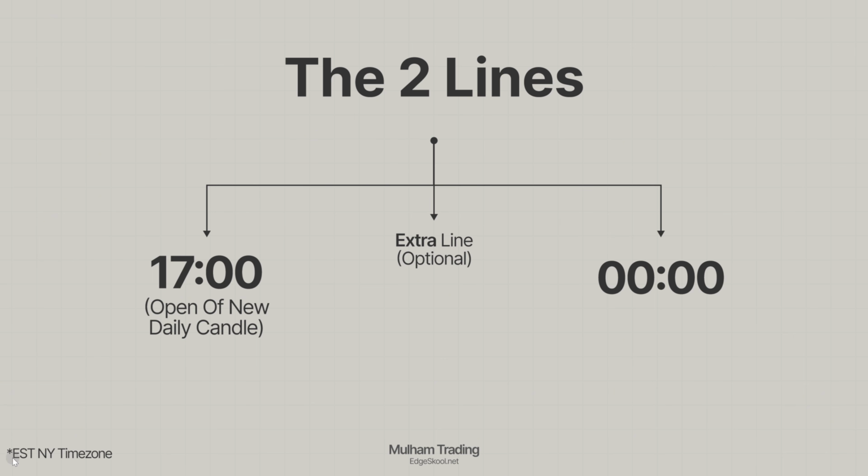On the EST time, all the timings we're going to be using are EST, so New York time zone, and then the midnight timing. Now there is a third one, an extra line that I'm going to be going over later. It's an optional one, but it could help you a lot, so feel free to apply that one too. But for now, we're going to be focusing on these 2, the 17 and the midnight. Now, how to use them?